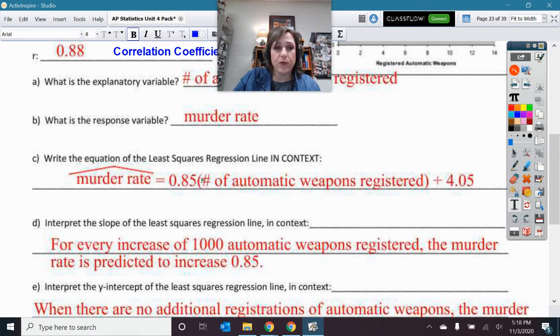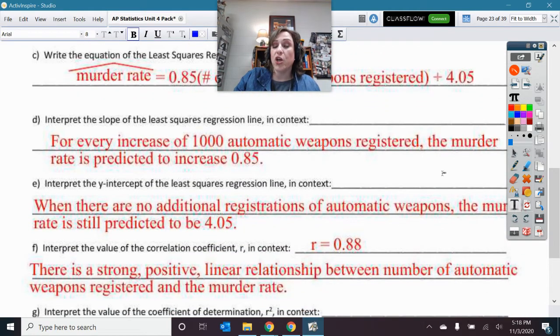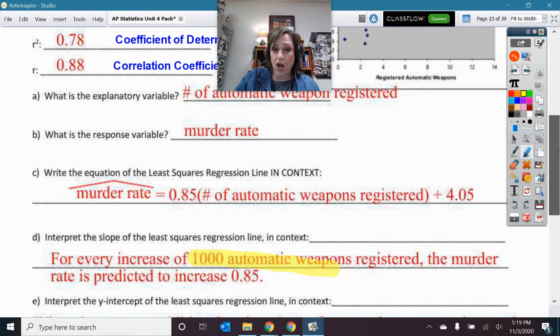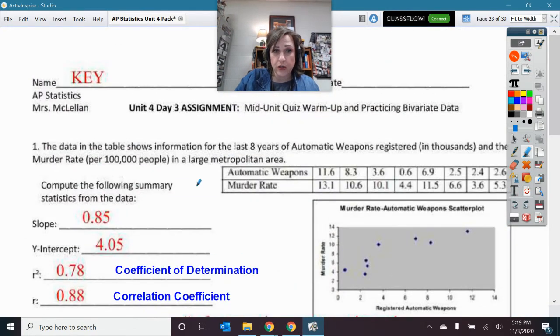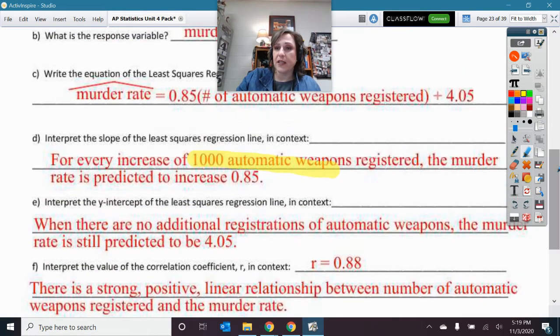All right. We were talking about the number of registered weapons. So notice, the context and the units matter. So this was for every increase of 1,000 automatic weapons registered, because this was the automatic weapons registered in thousands, the murder rate is predicted to increase 0.85 per 100,000 people. Okay, I guess I didn't put that in there.